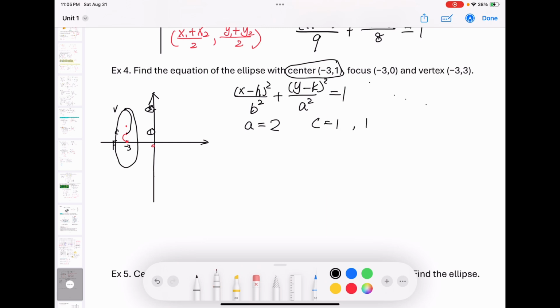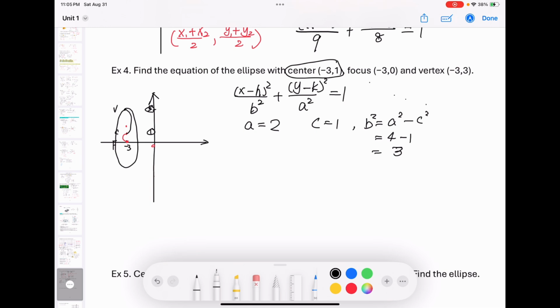So I can find my B. B squared is equal to A squared minus C squared, which is 4 minus 1 is 3. So B squared is equal to 3. I don't have to find the B because in the equation, it doesn't have the B. It has a B squared. Okay, we have every information.